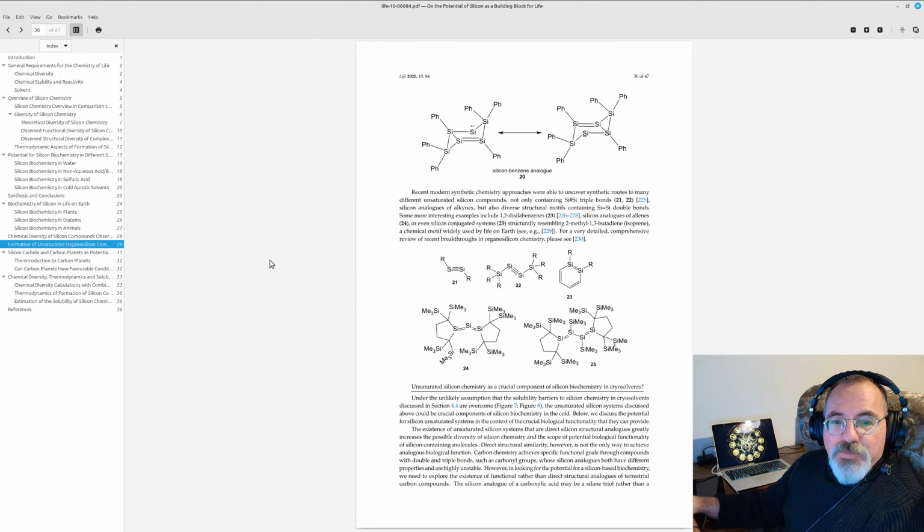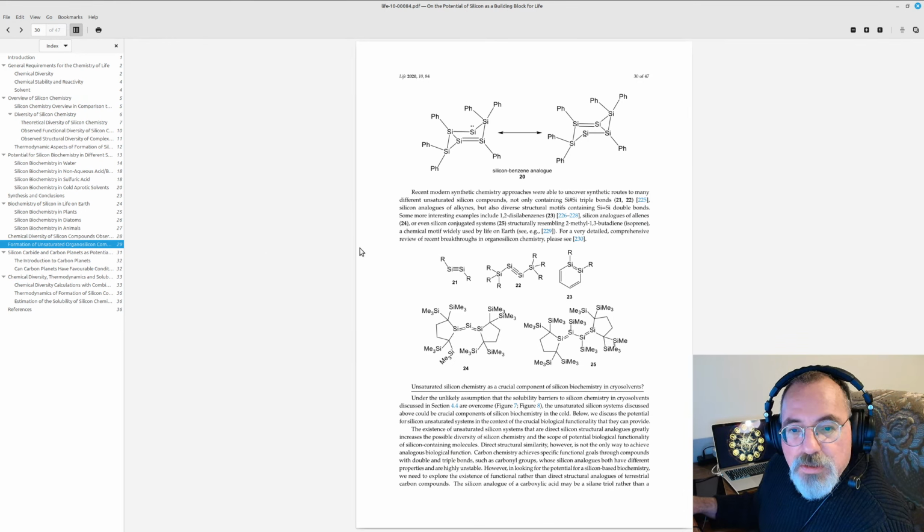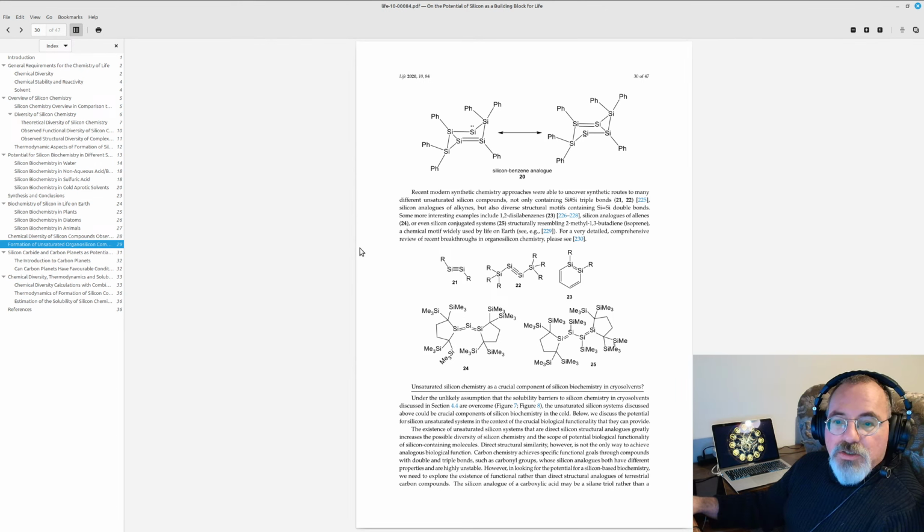Recent modern synthetic chemistry approaches were able to uncover synthetic routes to many different unsaturated silicon compounds, not only containing silicon-silicon triple bonds, silicon analogues of alkynes, but also diverse structural motifs containing silicon-silicon double bonds. Some more interesting examples include 1,2-disilabenzene, silicon analogues of allenes, or even silicon-conjugated systems structurally resembling 2-methyl-1,3-butadiene, isoprene, a chemical motif widely used by life on Earth.